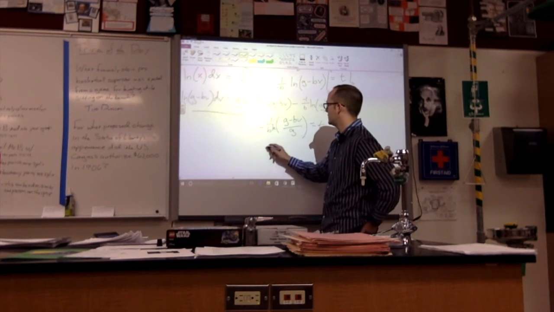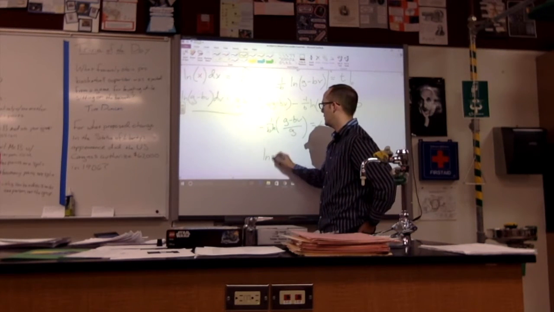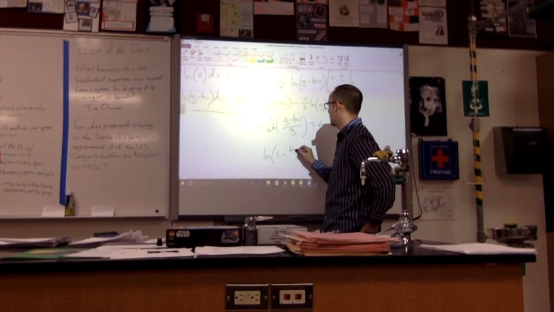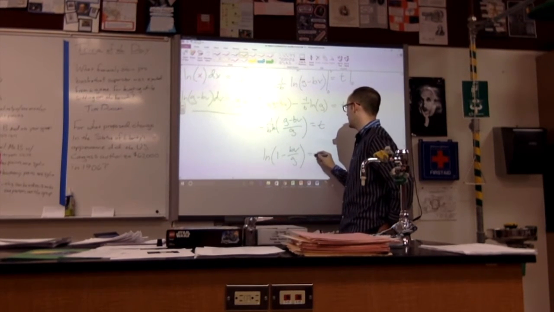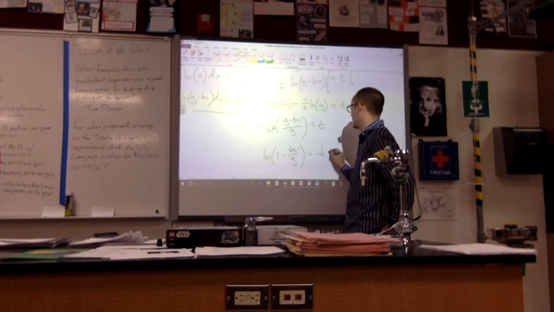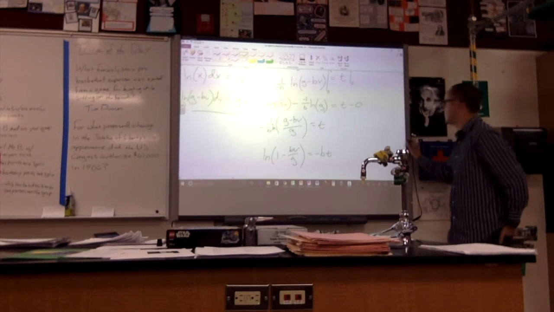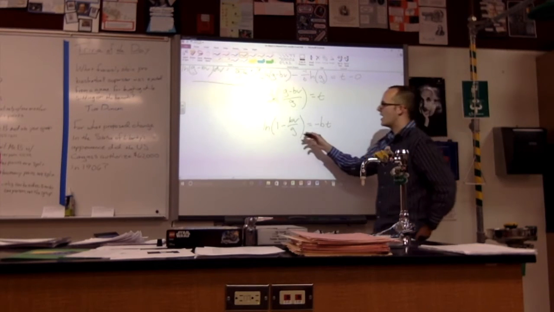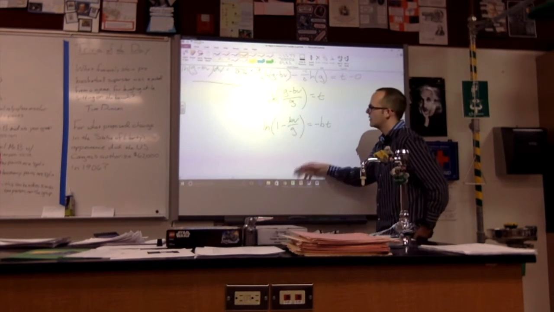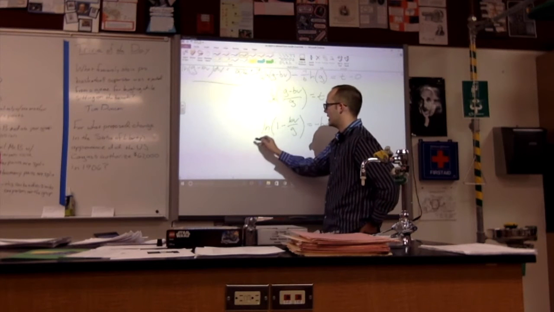Simplify. And I still have to isolate v by itself. So now, in order to get rid of the natural log, I do e to both sides.